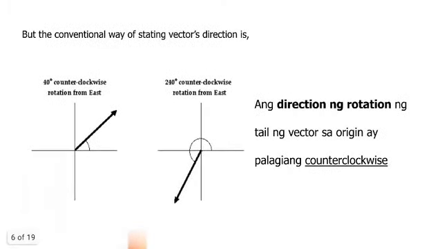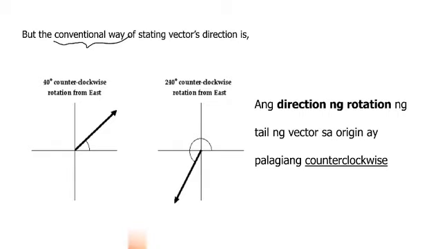The second way, the second manner ay actually yung conventional. Pag sinabing conventional, ito yung sinusunod ng karamihan. Pero dapat alam mo din yung una kasi minsan ganun yung binibigay ng problem. So, paano itong conventional way?